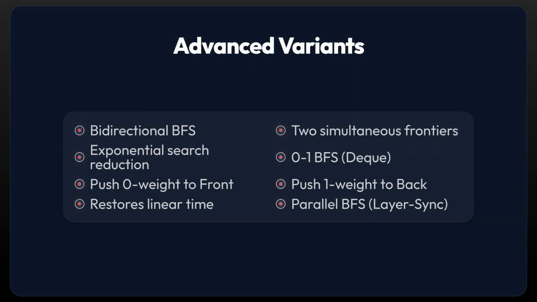For complex problems, we use advanced variations. Bidirectional BFS runs two searches simultaneously, one from the start and one from the target, meeting in the middle. This can reduce the search space from a massive sphere to two much smaller spheres. Another brilliant variant is 0-1 BFS. If edge weights are only 0 or 1, we can use a double-ended queue instead of a priority queue, pushing 0 cost edges to the front and 1 cost edges to the back. This restores our linear time complexity.